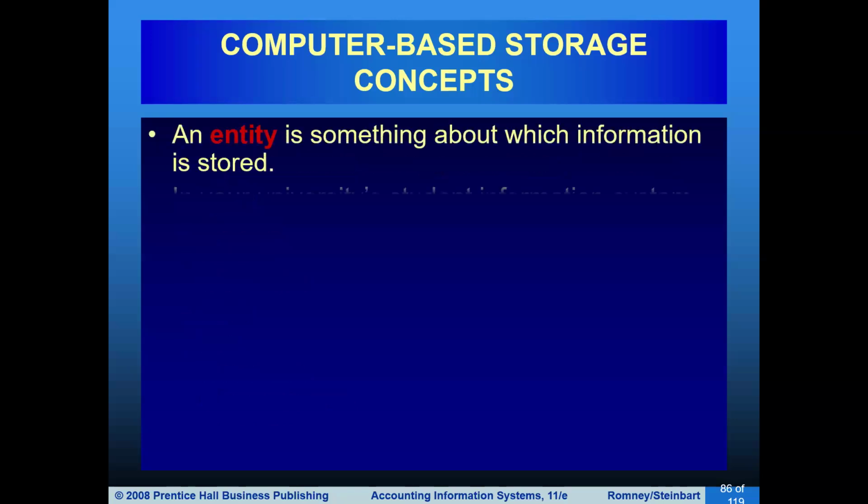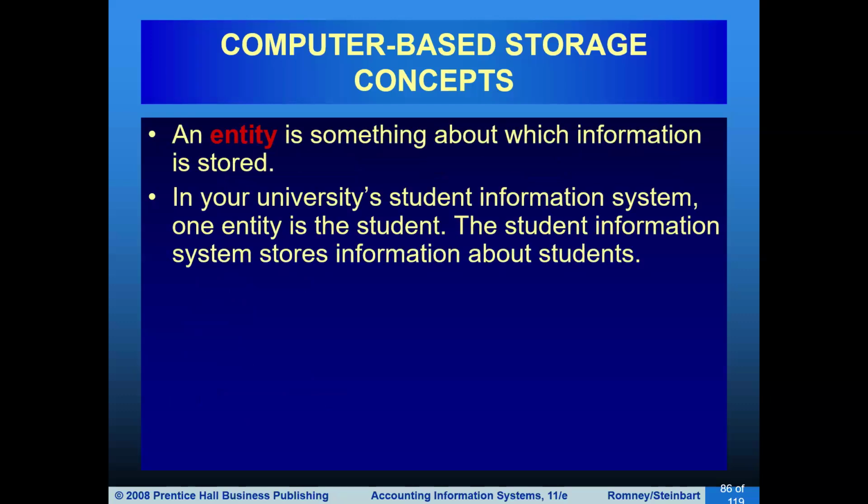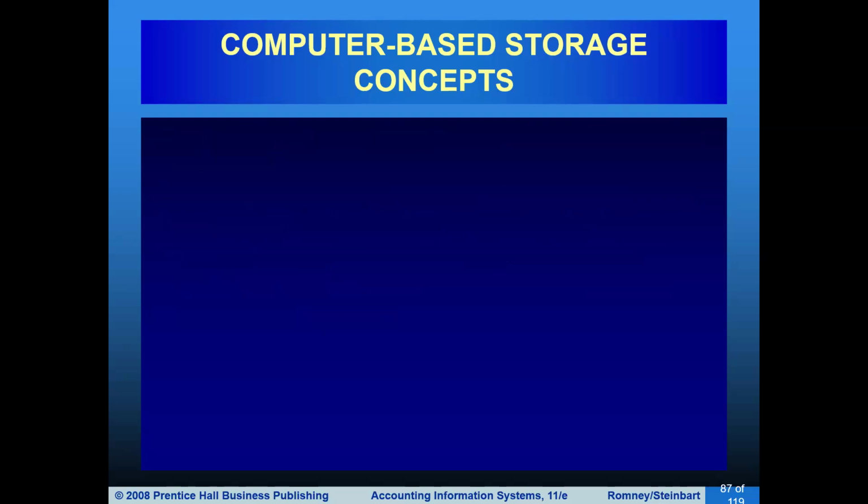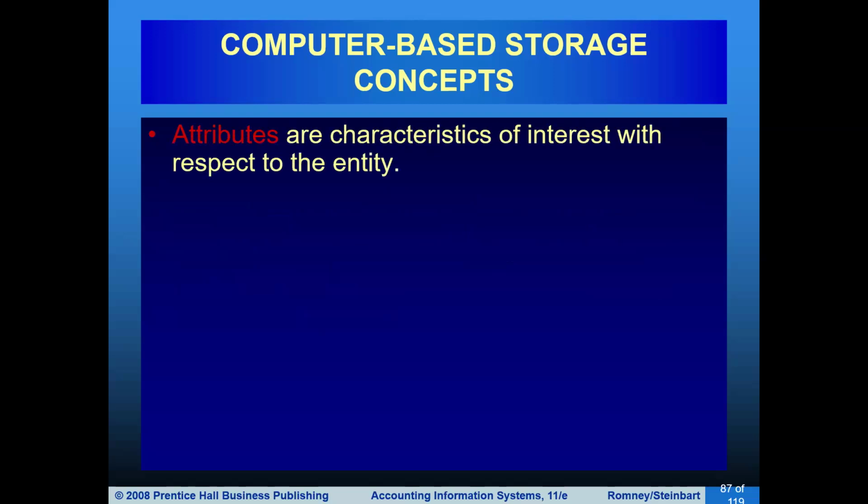Now look at an example here. Entity is something about which information is stored. Store means to record. In your university student information system, one entity is you as a student. Your birthday, your full name, your address, your telephone number, the information: the student information system stores information about students. What are some other entities in your student information system? We'll see one by one.